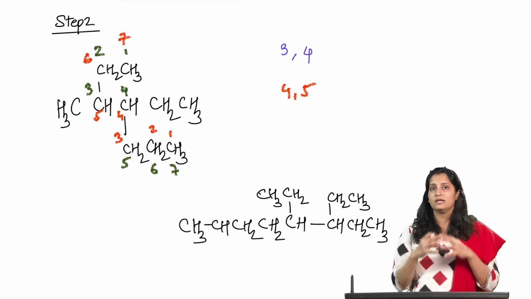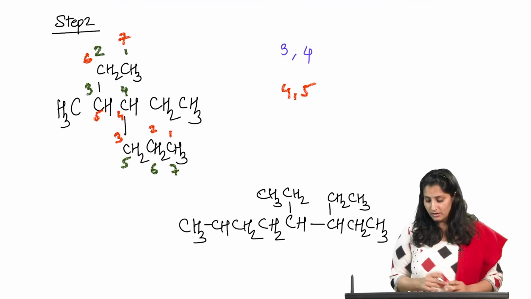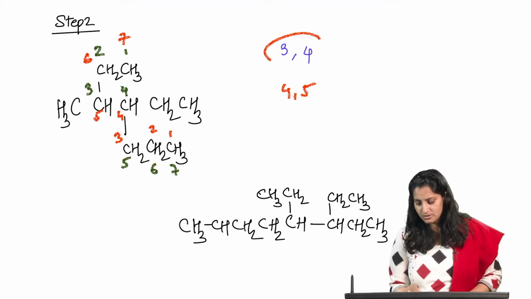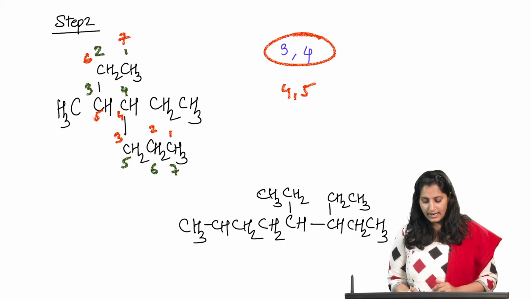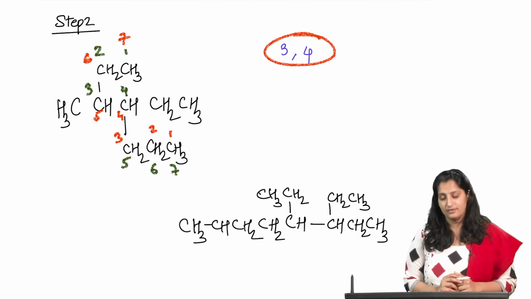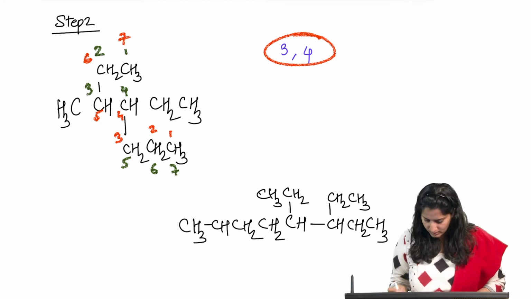Now, remember we want it at the lowest possible number. So, the numbering in green will be better such that I have substituents at 3 and 4, and I can discard the numbering with the substituents at 4 and 5. Okay, let us try to do this one here.